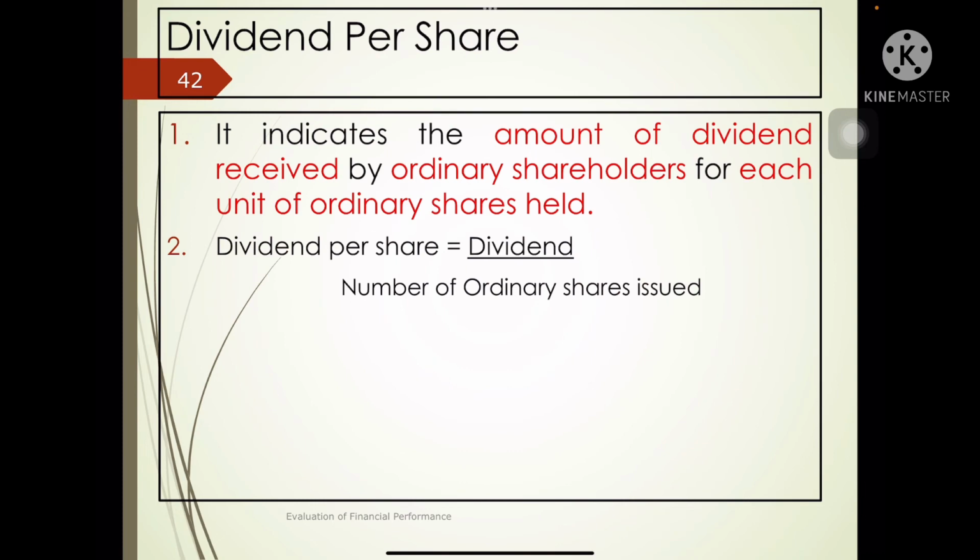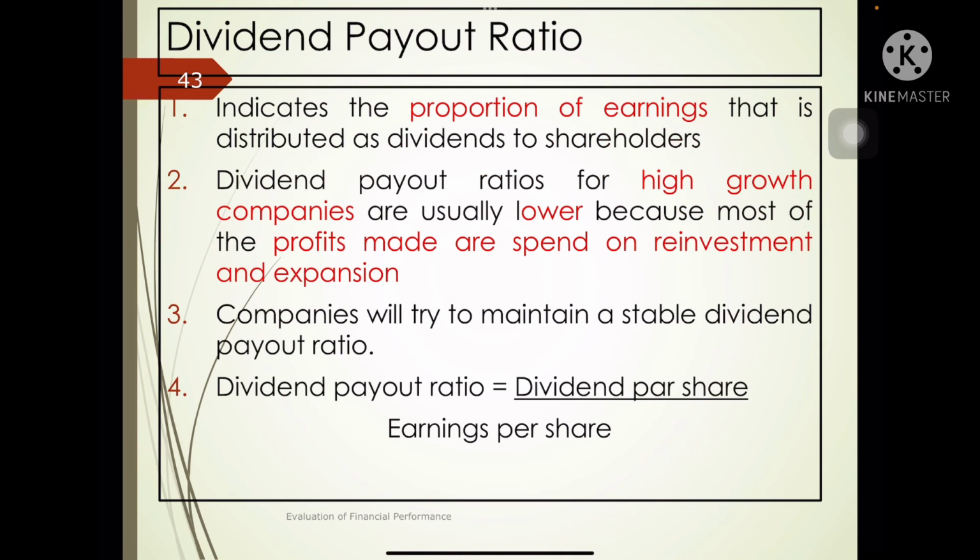Alright, dividend per share indicates the amount of dividend received by ordinary shareholders for each unit of share. It means that for one share, this is the dividend that you are going to receive. So we take dividend divided by the number of ordinary shares.